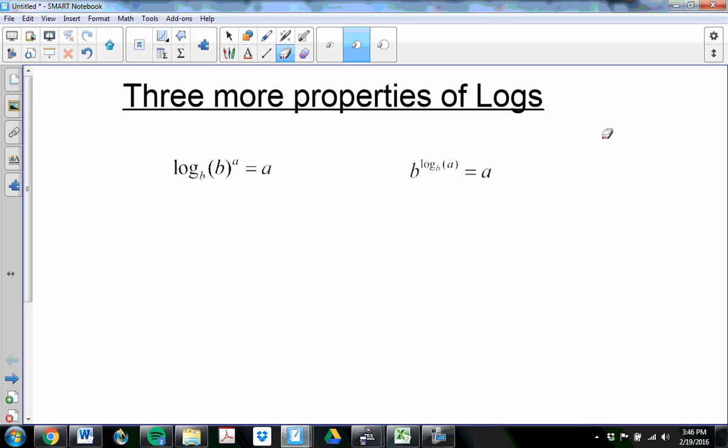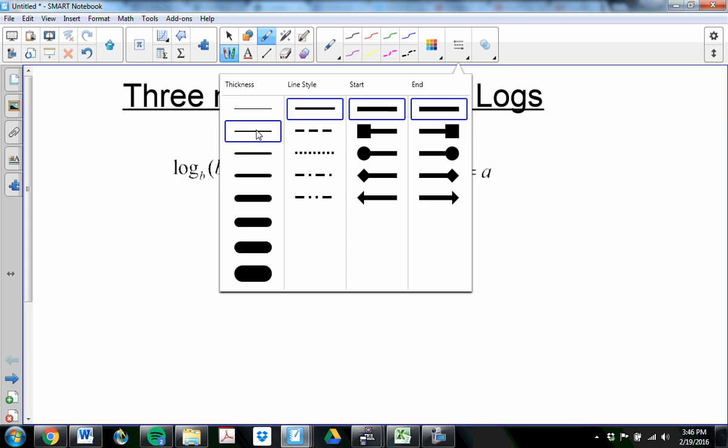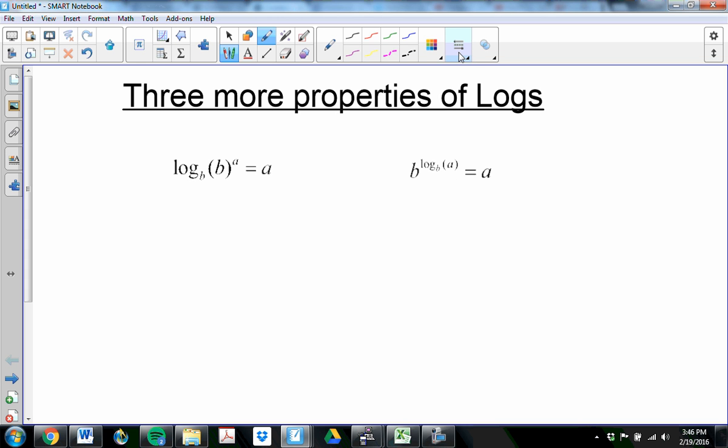Three more properties of logs to tack on. They both deal with having the same base and the same log. So if you have log base b of b to the a, the log stuff all cancels. This stuff cancels and you basically just get a. So like if we had log base 3 of 3 to the 9th, that would just become 9. And log base 2 of 2 to the x would just be x.